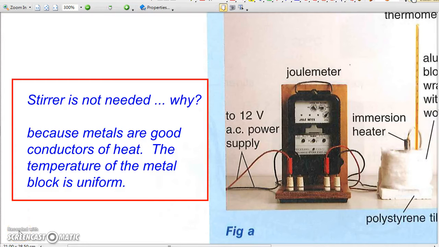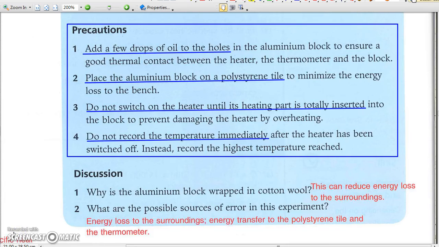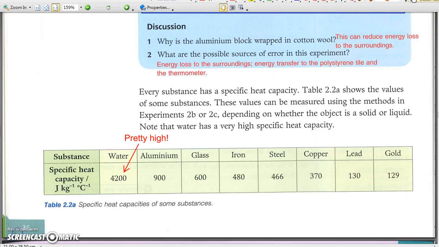As metal is a good conductor of heat, heat conducts very well and ensures that the temperature is uniform inside the block. So no stirrer is necessary. Also note the other precautions of the experiment, including adding a few drops of oil in the holes to improve thermal conduction, and wrapping with cotton wool, and placing the block on a foam tile to reduce heat loss to the surroundings, and so on. In general, the specific heat capacity of metal is relatively low and that of water is rather high.